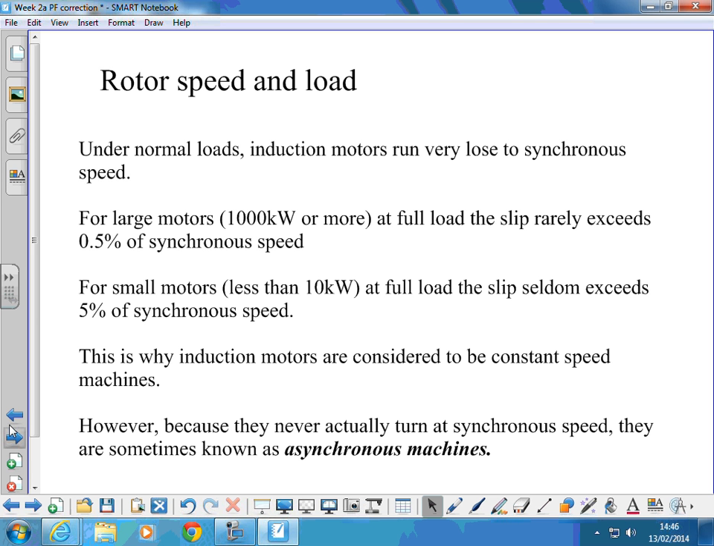For smaller motors, less than 10 kilowatts, at full load the slip seldom exceeds 5% of synchronous speed. This is why induction motors are considered to be constant speed machines. However, because they never actually turn at synchronous speed, they're sometimes known as asynchronous machines. So slightly out from synchronous speed.